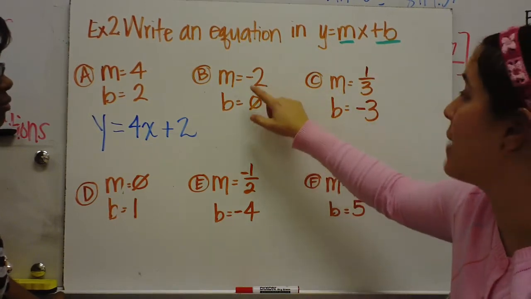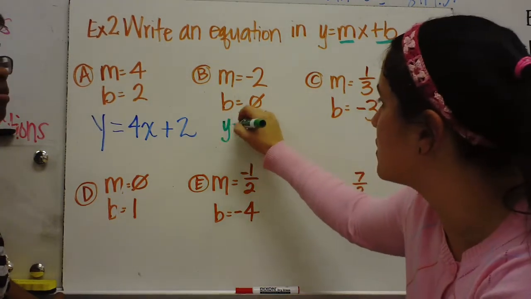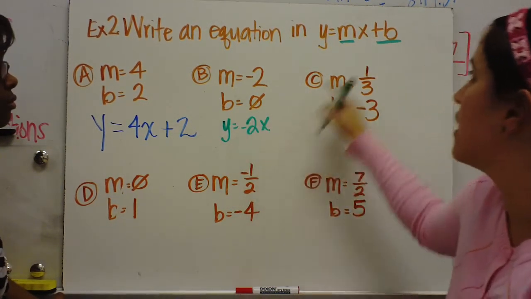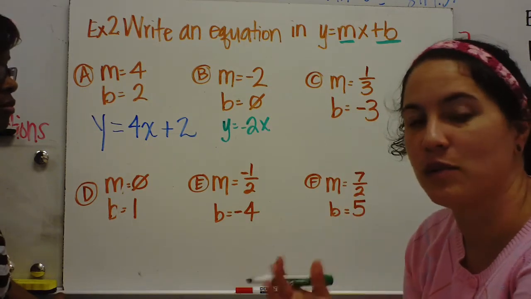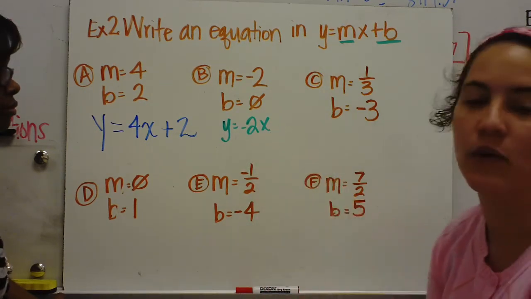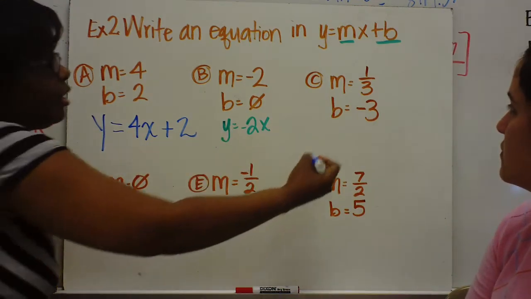So example B, my m is negative 2. That's the coefficient to x. So y equals negative 2x. My b, plus 0. But we don't write plus 0 because plus 0 is nothing. So I just leave it. Y equals negative 2x. Alright, so example C, same thing.